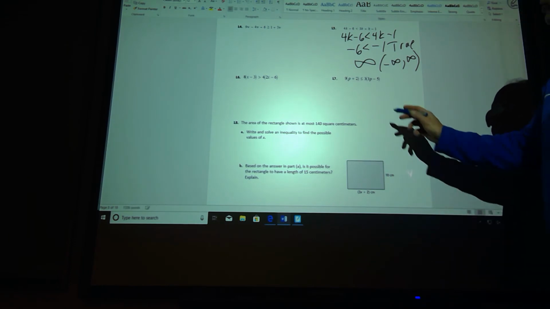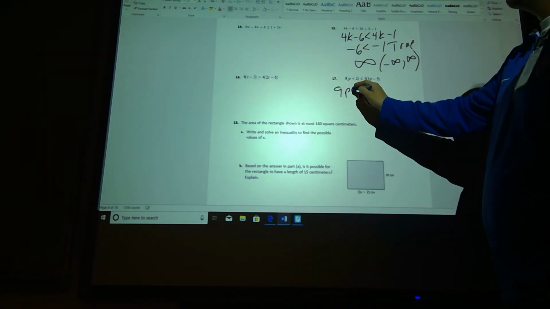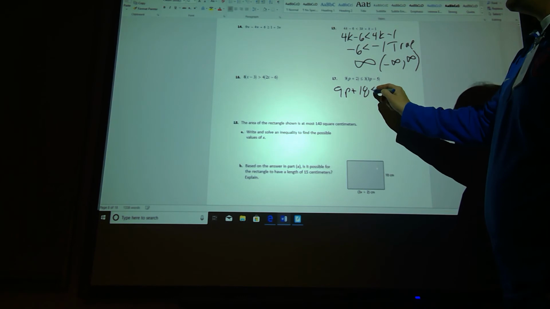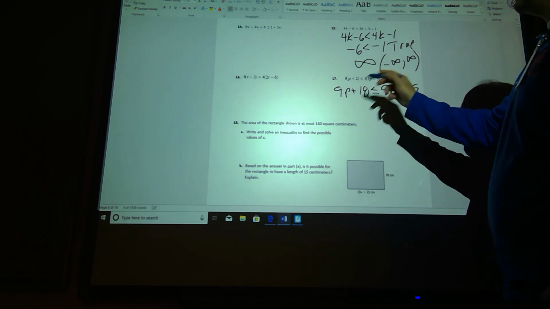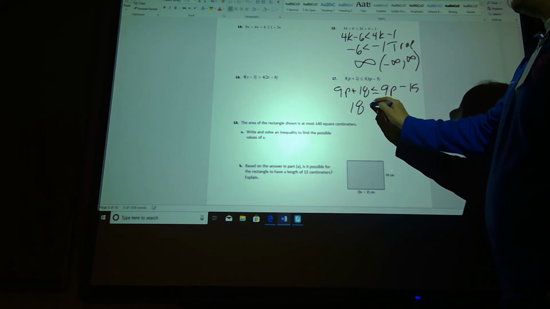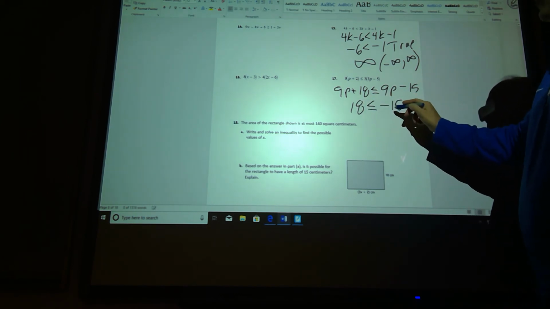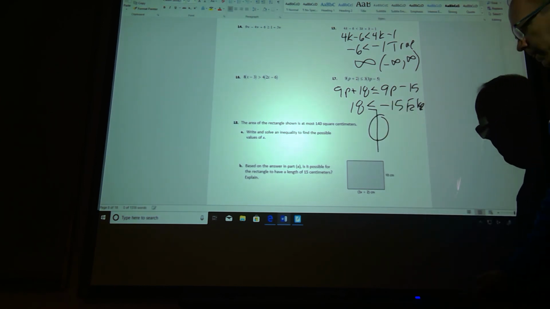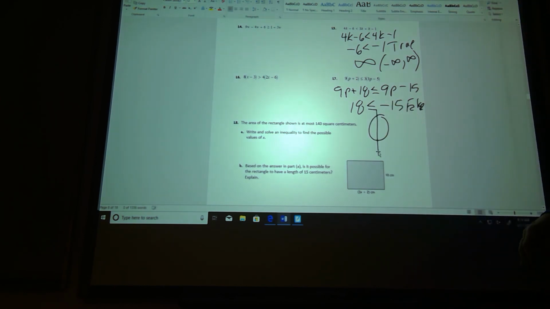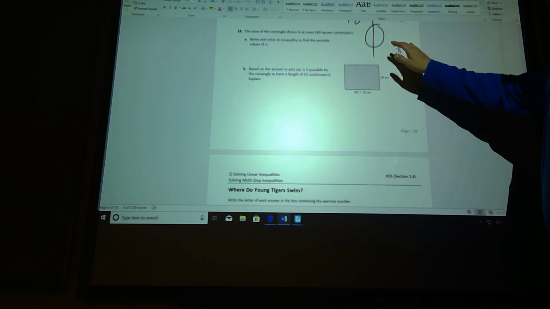Number 17, let's distribute the 9 over the parentheses and the 3 over the parentheses. Subtract 9p from both sides, so then I get 18 is less than or equal to -15. That's false, so that's a no solution. Okay, because it's a false statement, it gives you no solution. That's it.